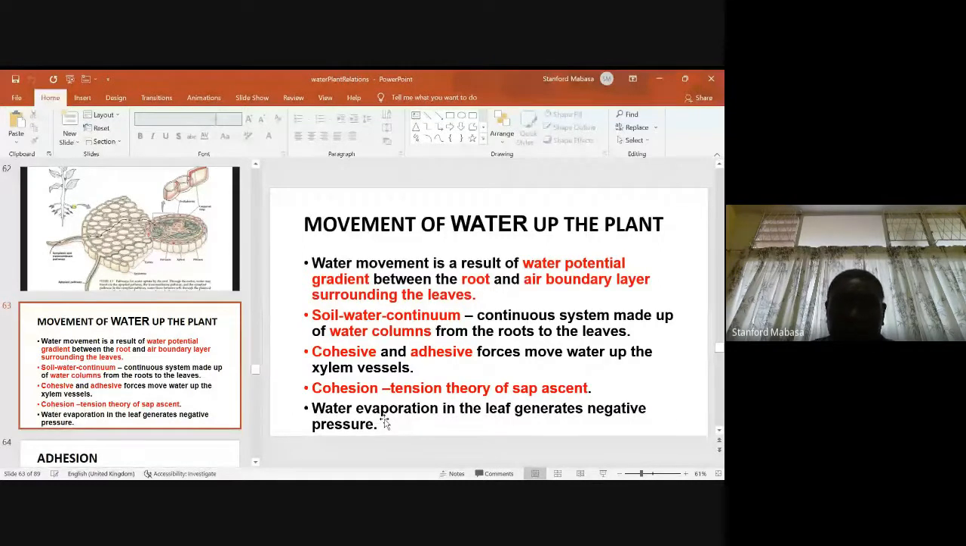Now, water evaporation in the leaf generates negative pressure. So at the leaves, we have evaporation of water taking place. And this can reduce water potential.